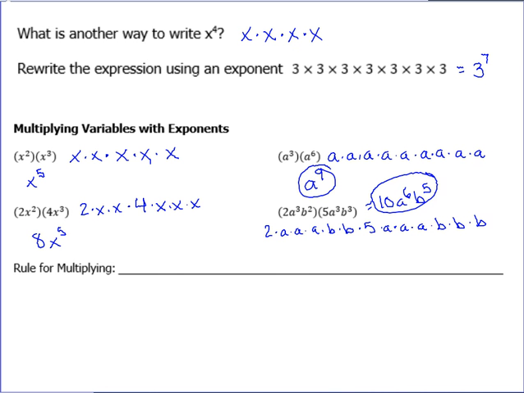All right, so hopefully you came up with those two answers, and now I want you to put in your guess for the shortcut for multiplying.